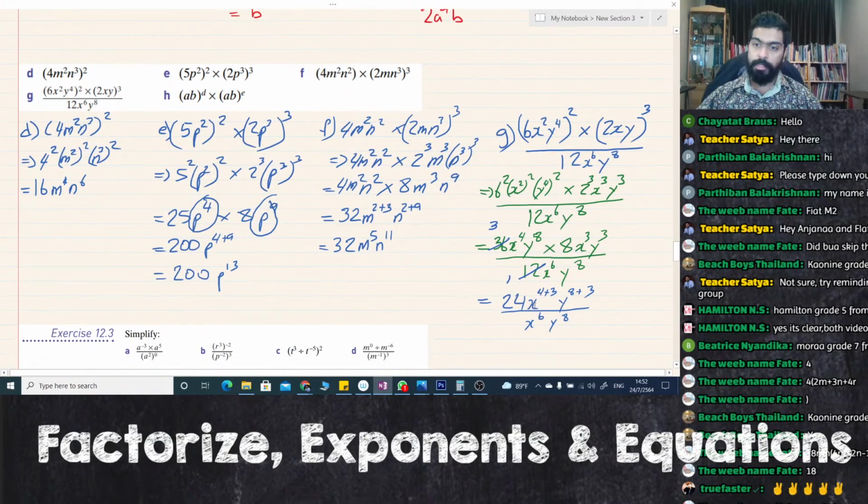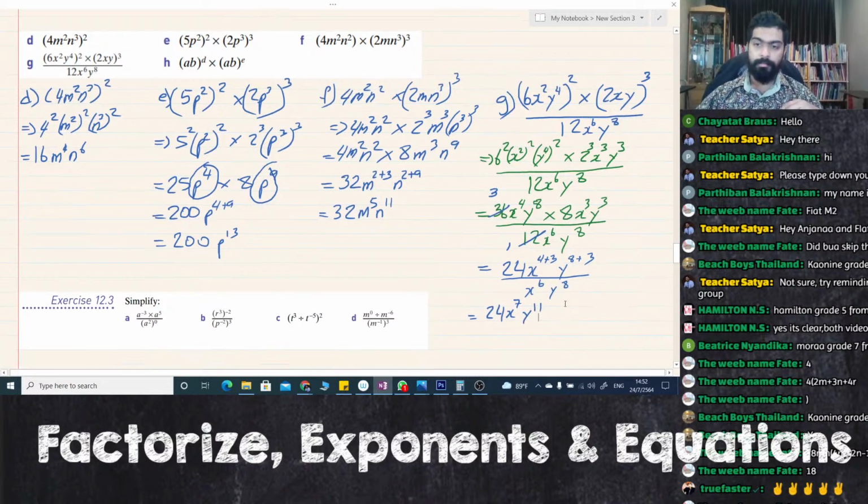Now we are almost at the final step. So what we have here, we have 24 x to the power of 7, y to the power of 11 over x to the power of 6, y to the power of 8, right guys? We are almost at the final step. Now I'm going to wait for a minute and see if you guys got it correct. If you got the answer, guys, type it down. So I'll see if you got it correctly.